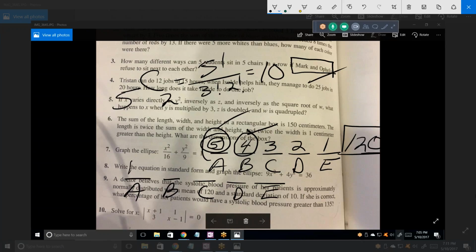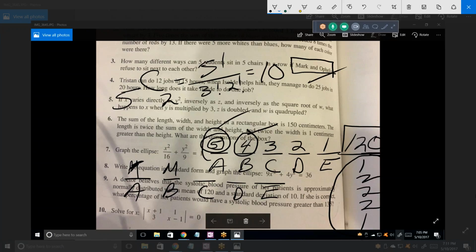Well, if Mark is sitting in the A seat, there's only one way for Ophelia to sit next to him. She'd have to be in the B seat. Mark sits in the second seat. There's 2 ways Ophelia could be next to him. Same in the C seat, same in the D seat. In the E seat, there's only one way. So there's only 8 ways for them to sit next to one another.